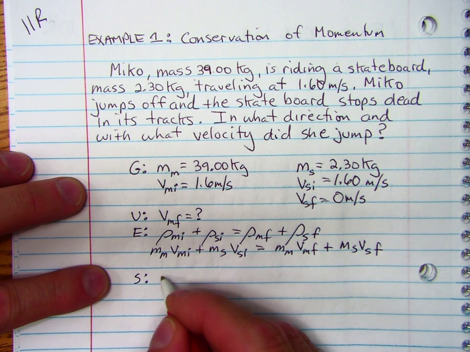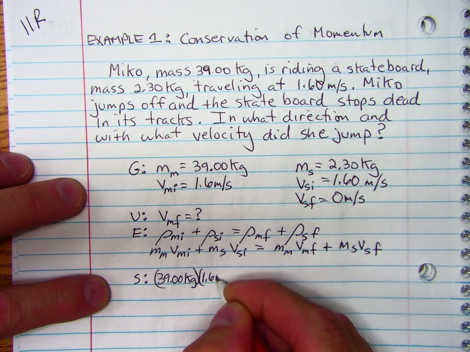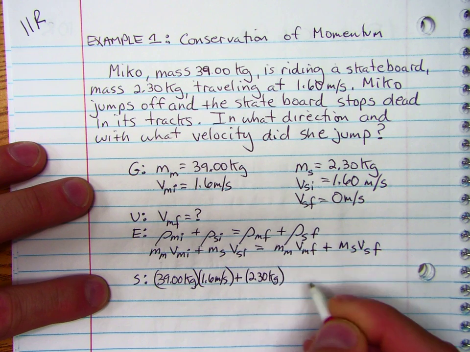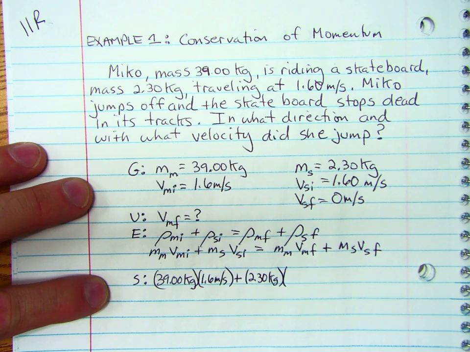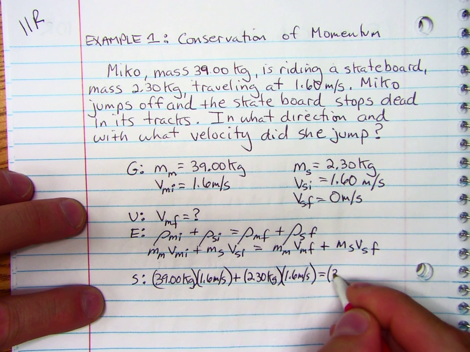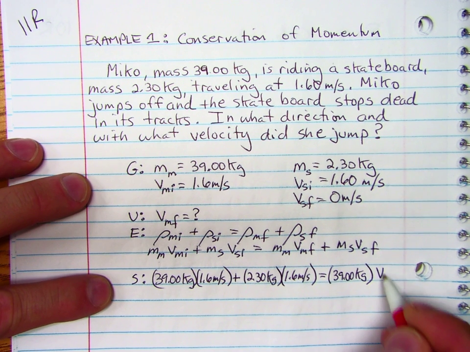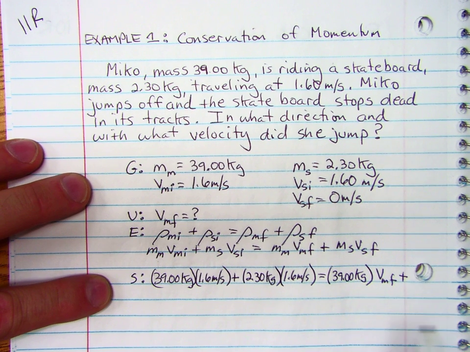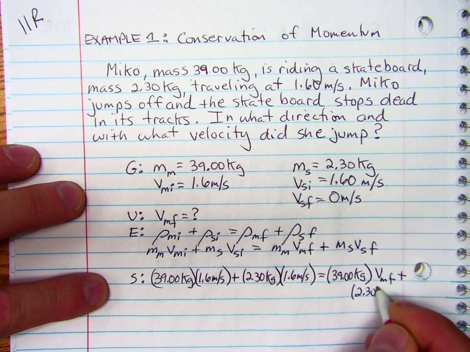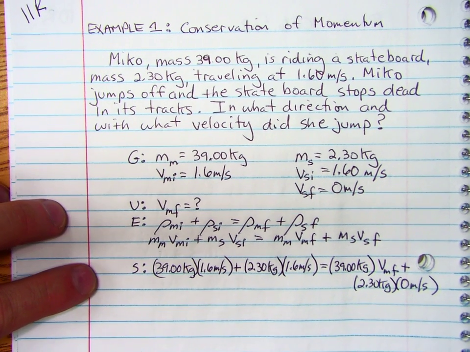So we have the mass of Miko, 39 kilogram, times the velocity of Miko initially, which is 1.6 meter per second, plus the mass of the skateboard, which is 2.3 kilogram, times the velocity of the skateboard initially, which is 1.6 meter per second, equals the mass of Miko, which is 39 kilogram, times the velocity of Miko finally, which is what we're looking for, VMF, plus, now I'm going to have to write this below because I've run out of room on this line, the mass of the skateboard, which is 2.3 kilogram, times the velocity of the skateboard finally, which is 0 meter per second. Okay, so that's my whole statement.